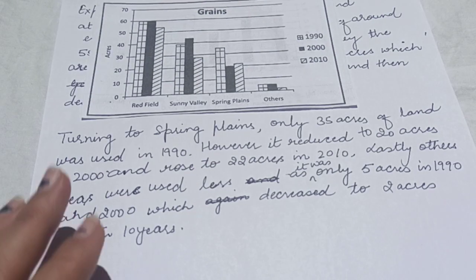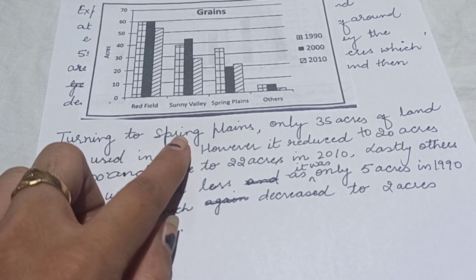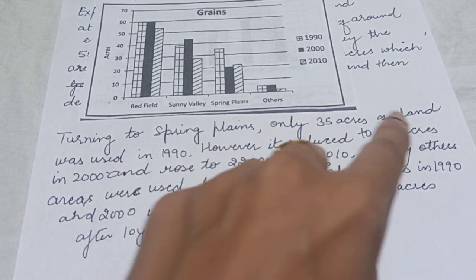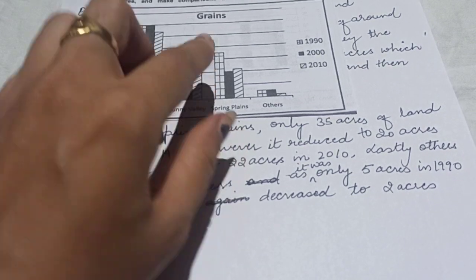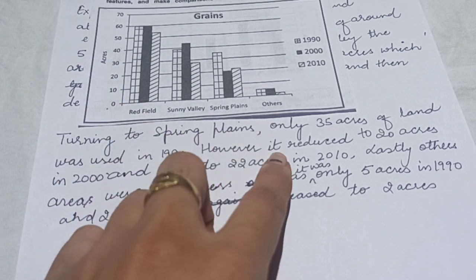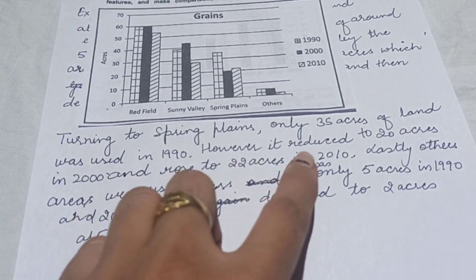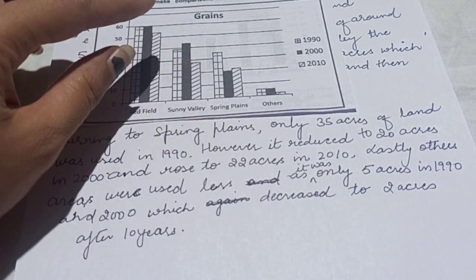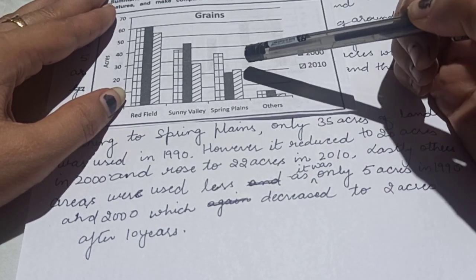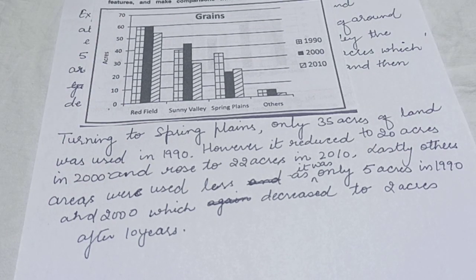Now we are left with 2. So in the next paragraph we will discuss these 2. Turning to Spring Plains, only 35 acres of land was used in 1990 for cultivating crops. However, it reduced to 20 acres in 2000 and rose to 22 acres in 2010. So what happened in 2000? It reduced to 20 acres and it increased by just 2 acres in 2010.